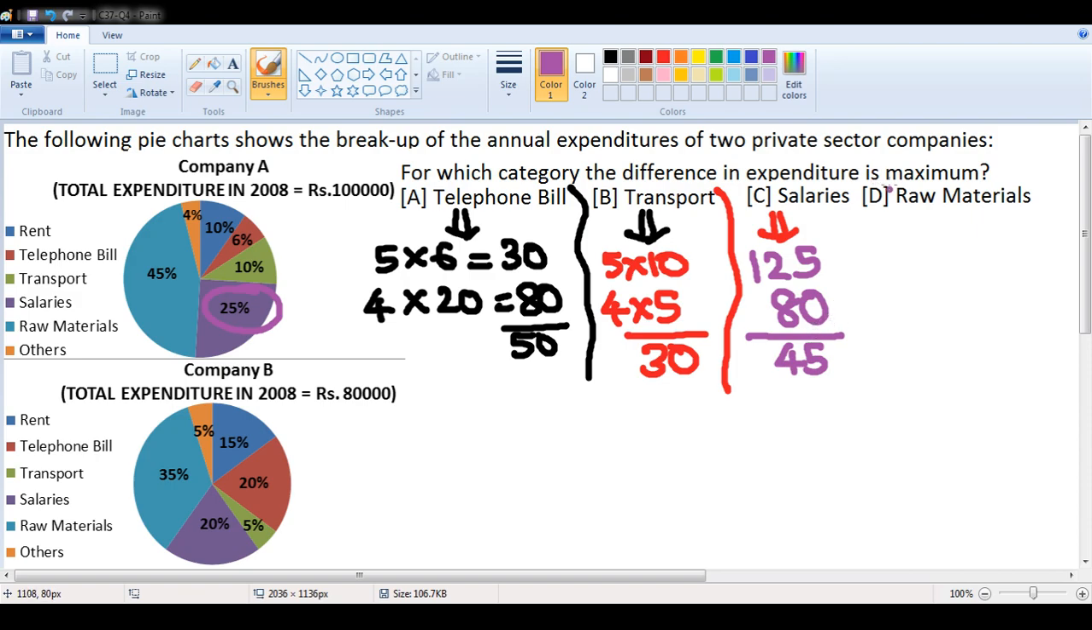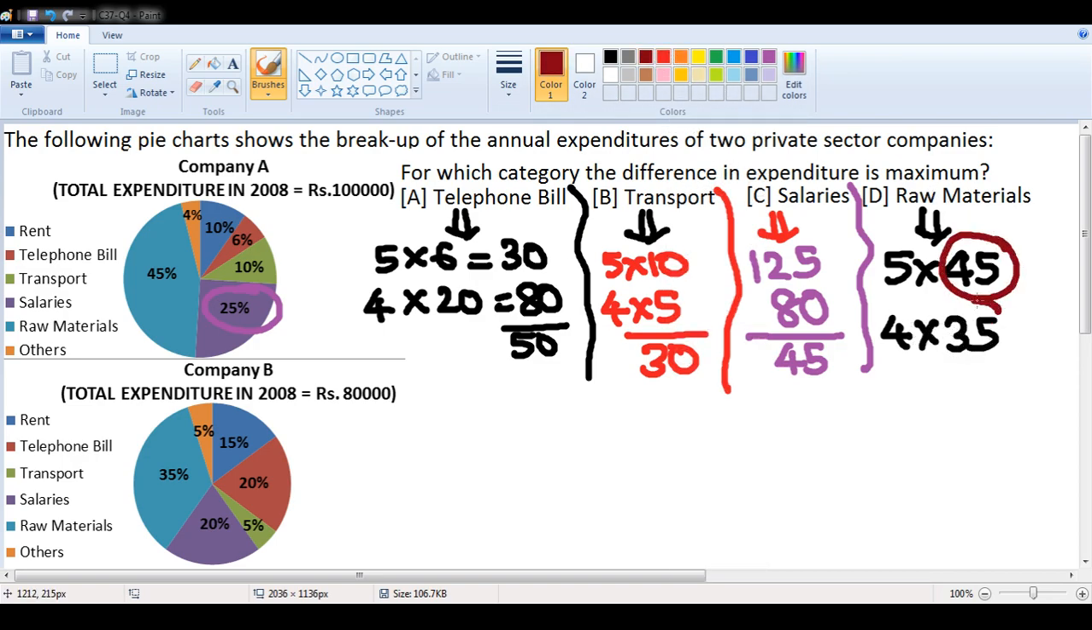And the last one is raw materials. Raw materials, what is the value? Raw materials is 5 into, where is raw materials? That blue color, 5 into 45. And the other one is 4 into 35. Definitely, because these are bigger numbers, 45 and 35, the difference also will be bigger for this. You need not even calculate that value. Answer is raw materials.